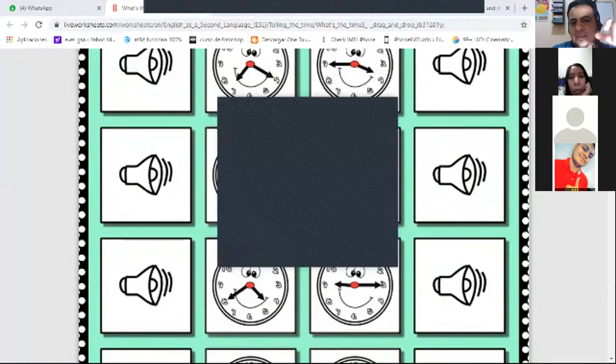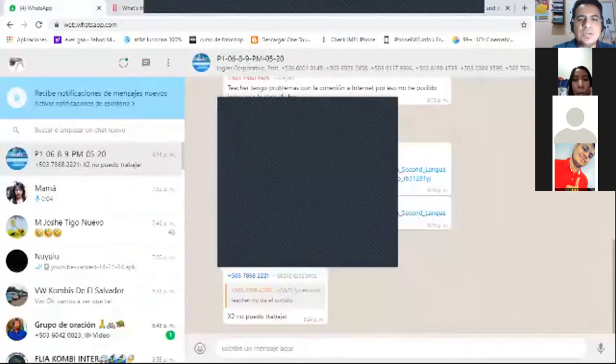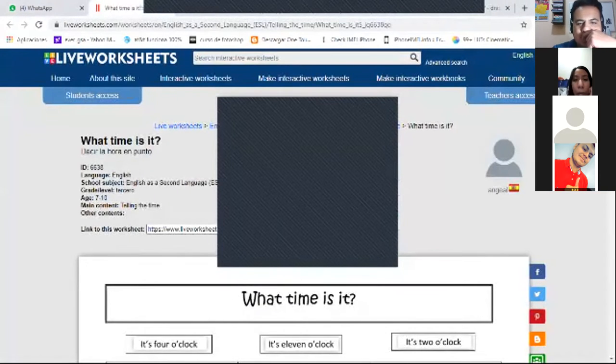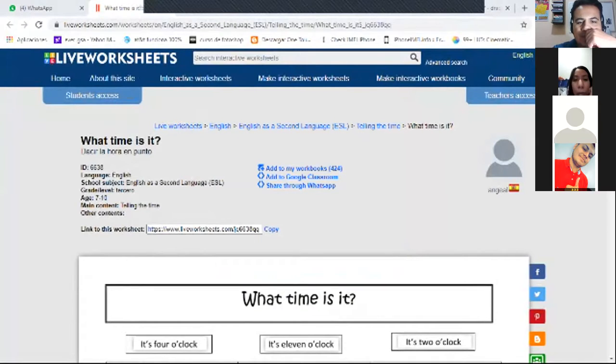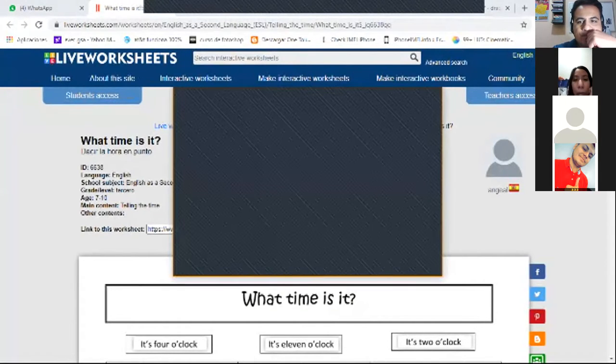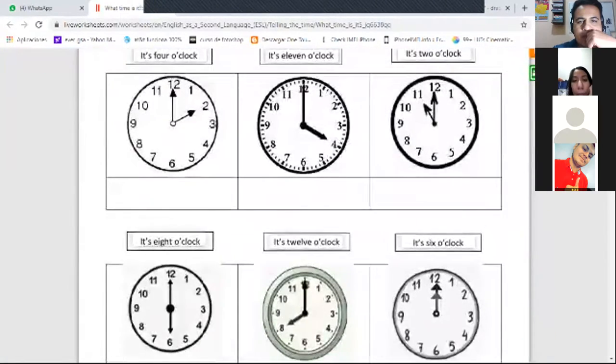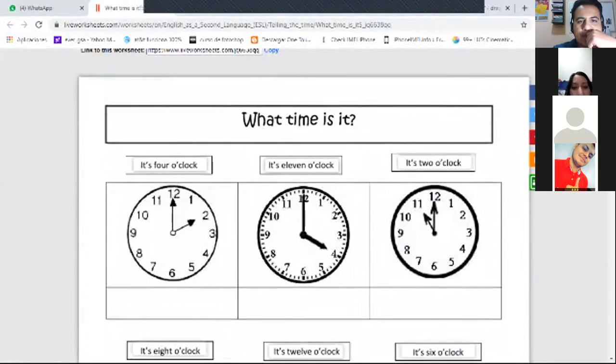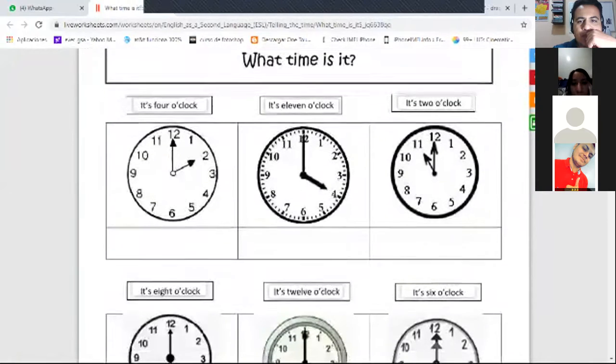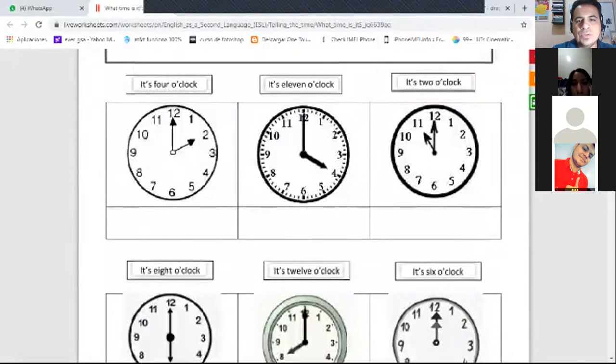Vaya, si quieren, trabajen en el segundo ejercicio. Ever, vaya al segundo ejercicio que puse en WhatsApp, ya que están teniendo problemas con este. Ese. Pueden trabajar este. Ok, entonces, yo creo que este ya lo hicimos, ¿verdad? Pero volvámoslo a hacer. Lo que pueden hacer es cada uno tomar tiempo para decir lo que ven en el reloj.